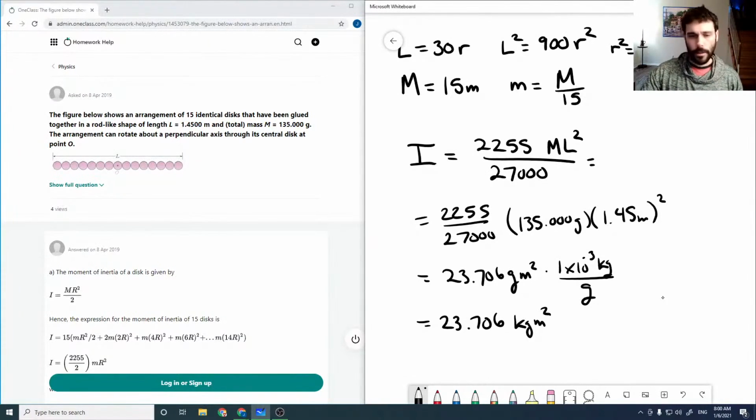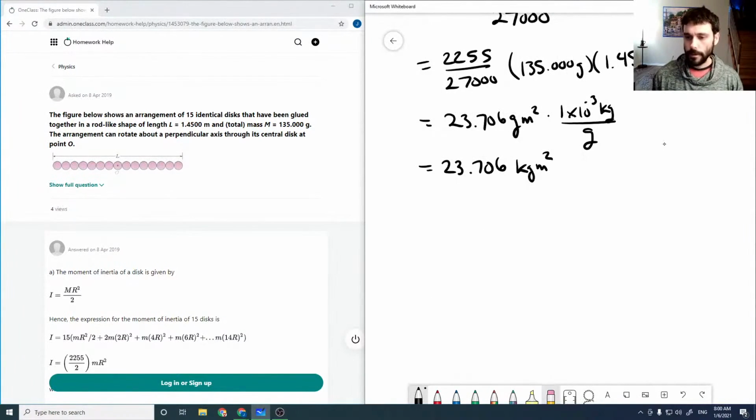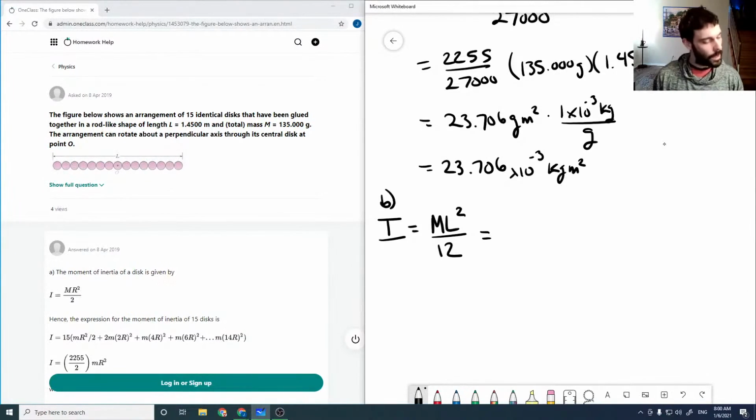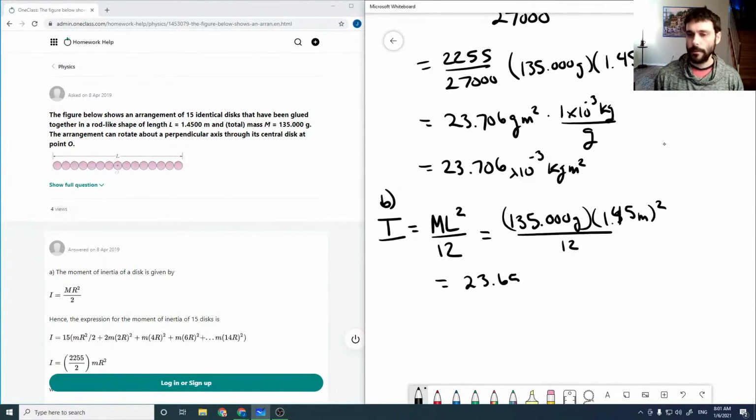Okay, so then the second part of this question just asks, what's the percent error if instead we had represented this as a rod? So if we had said that the moment of inertia was ml squared over 12, then we would have gotten a moment of inertia of 135 times 1.45 meters squared over 12, which comes out to be 23.653 grams meters squared times 1 times 10 to the minus 3 kilograms per gram, which is 23.653.